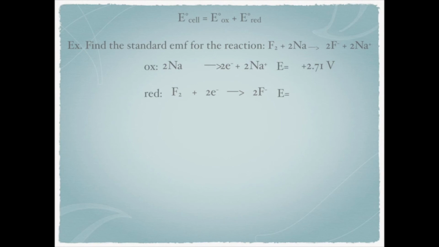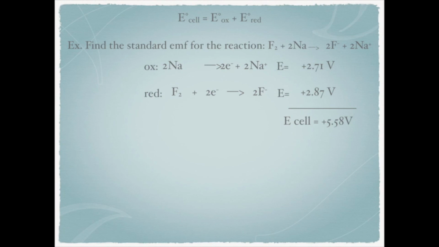And I'm simply going to flip the sign. So it was negative 2.71 for reduction. Well, since this is oxidation, I'm going to take the negative of that. So it's positive 2.71 volts. Then I'm going to look it up for fluoride, and it is positive 2.87 volts. And so all I have to do to find the standard electromotive force is add those together. So I get positive 5.58 volts.